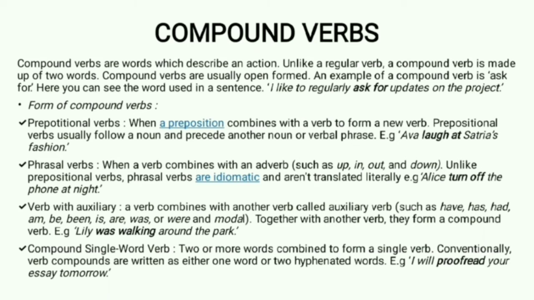Selanjutnya adalah verb with auxiliary, yaitu sebuah verb yang berkombinasi dengan verb lain yang disebut kata kerja bantu atau auxiliary verb. Contohnya adalah Lily was walking around the park. Selanjutnya adalah compound single word verb, yaitu dua atau lebih kata yang berkombinasi untuk membentuk sebuah verb tunggal. For example, I will proofread your essay tomorrow. Proofread di sini adalah kata tunggal yang berasal dari proof dan read.